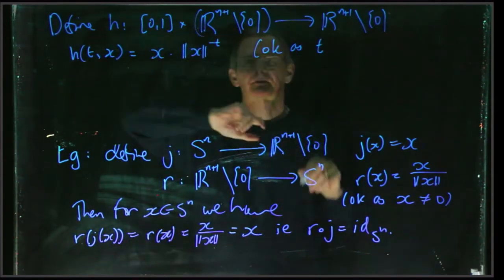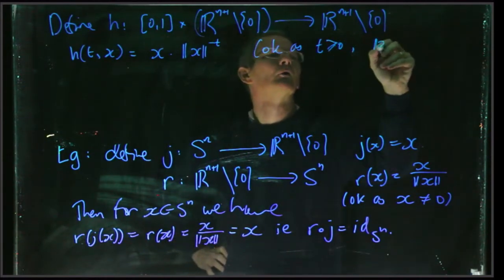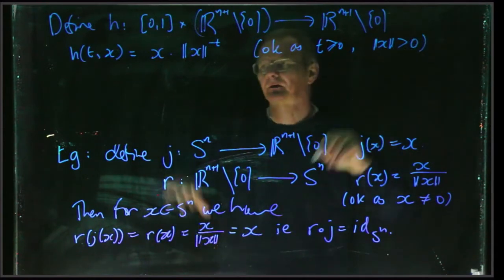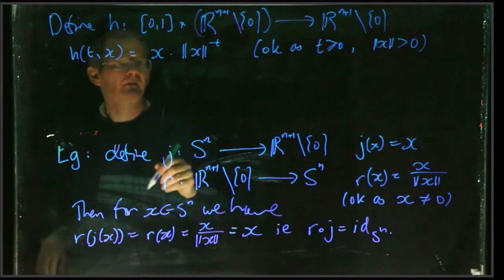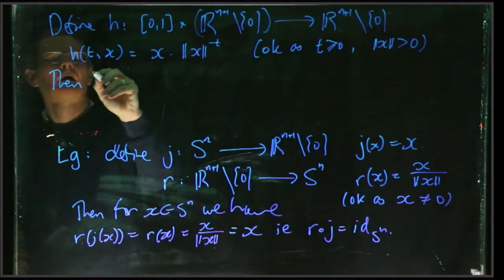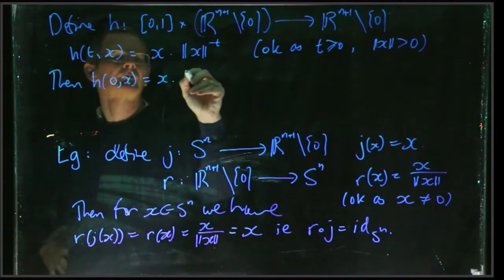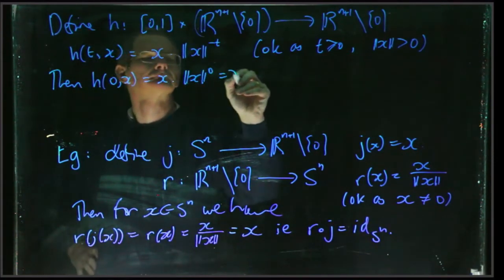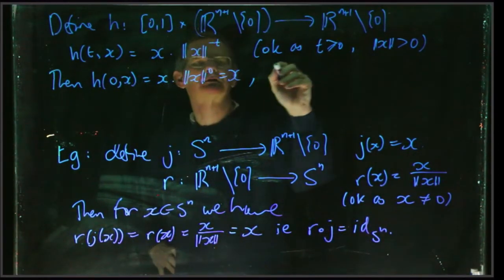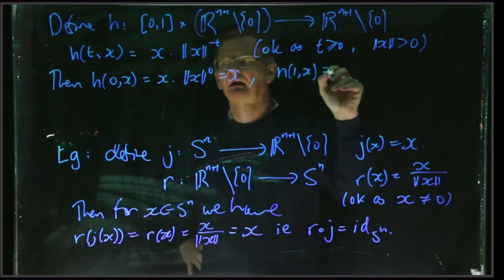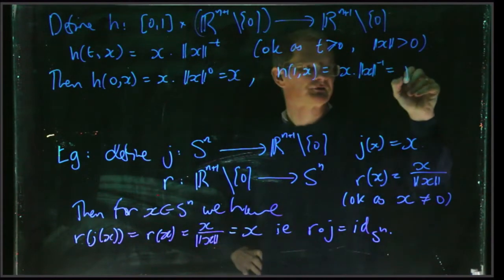And so doing this, t is greater than or equal to 0, and norm x is strictly bigger than 0, so this kind of power is meaningful here. Okay, then h of 0 x is x. So h0 is giving you the identity, and h of 1 x is just j of r of x.